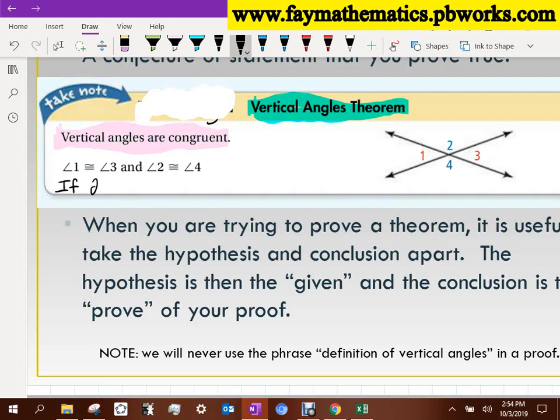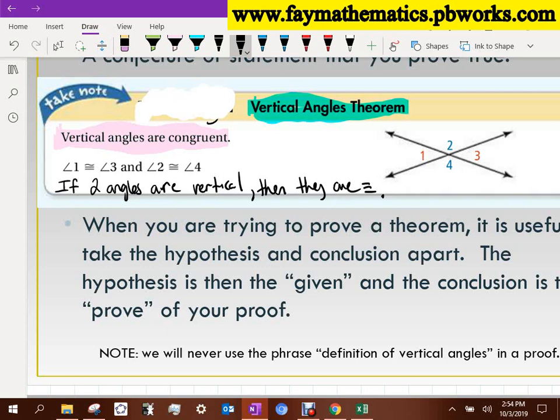If two angles are vertical, then they are congruent. Okay? That's a better way of saying that vertical angles are congruent. It's a little more wordy, right? But it's an if-then statement.